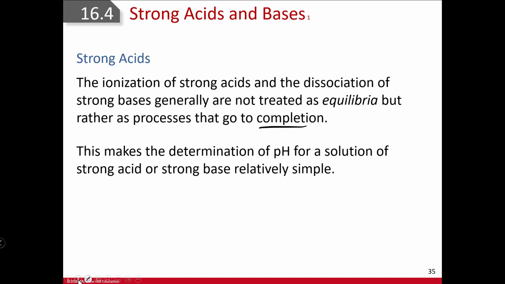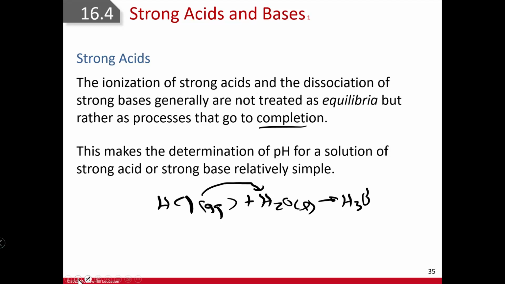So the way we draw that is hydrochloric acid, when, let's do it the Bronsted way, added to H2O liquid, donates a hydrogen ion to the water, which becomes the hydronium ion, aqueous, and then we have the chloride ion, aqueous. This reaction goes 100% to completion. The arrow only goes in one direction, 100%.